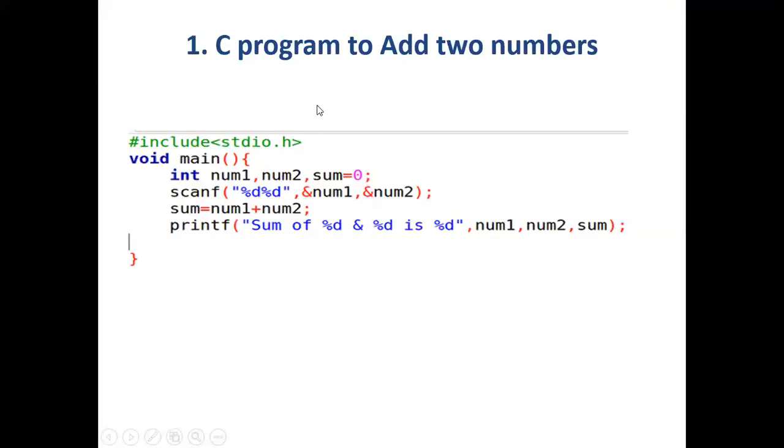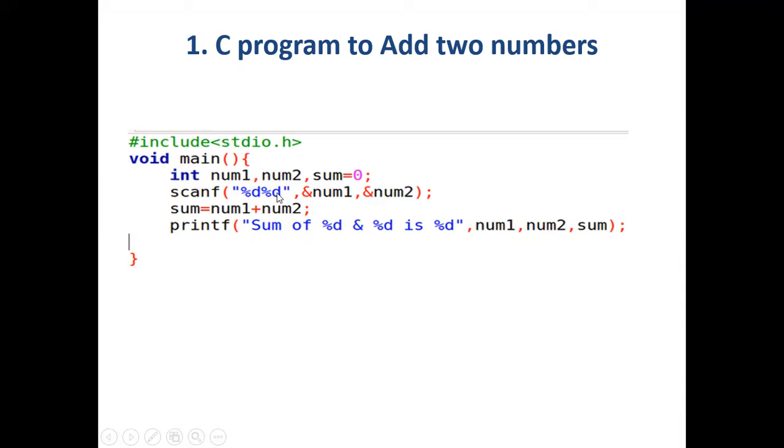Next one, a C program to add two numbers. So here is how this algorithm has been implemented as a C program. This is the basic structure of a C program. Here we have included a header file, that is the standard input output header file. And we have the main function. We have declared variables number 1, number 2 and sum.